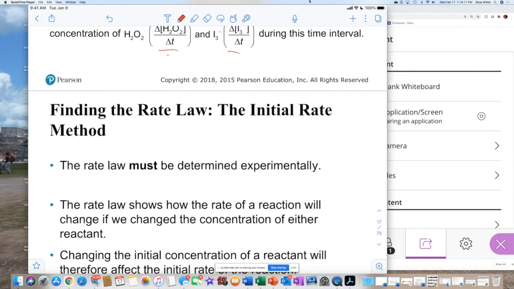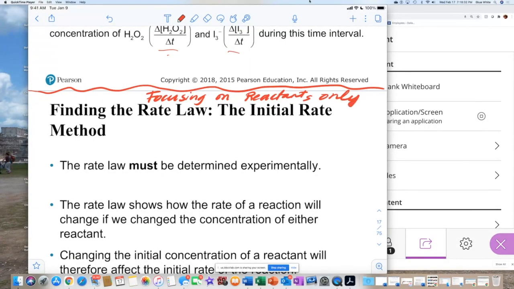Okay. By the way, I forgot to mention this. From here on, we are now focusing on reactants only. We are focusing on reactants only from here on.